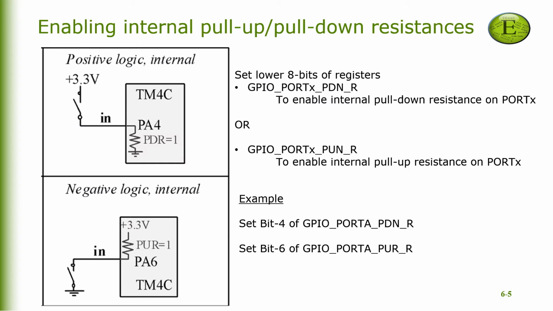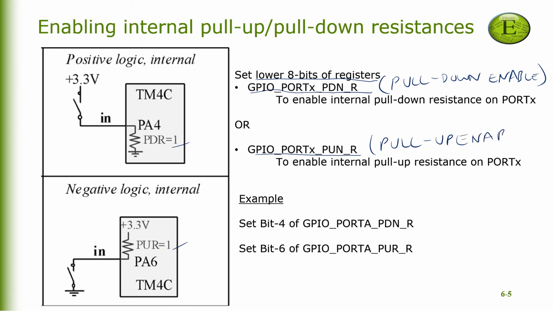All right, so how can we enable the pull down or pull up resistance? We have the port configuration register, GPIO port X PDN_R. That's the pull down enable register. We are interested in only the lower 8 bits of this register and the one after that, that is the pull up enable register.